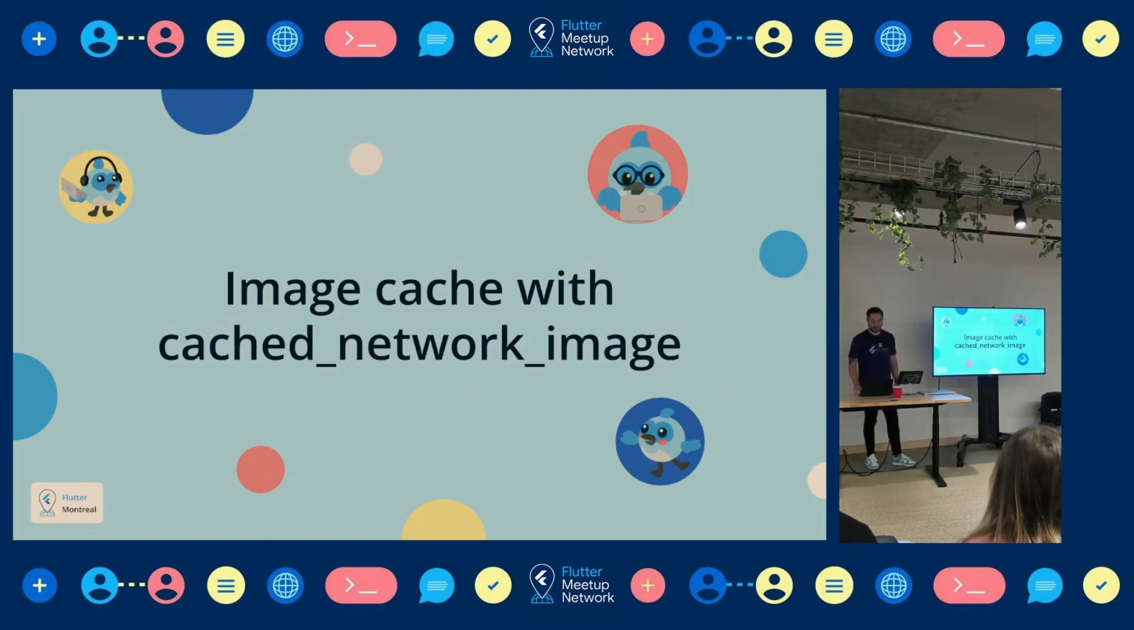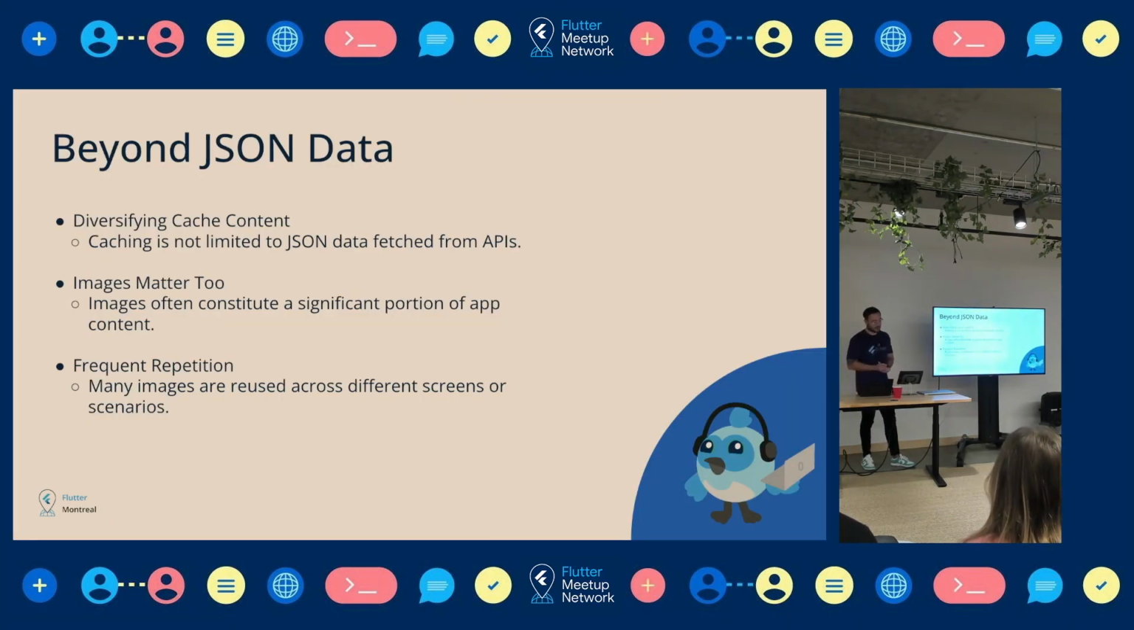Next, we'll speak about the image cache with cached_network_image. Because beyond JSON data, there is not only JSON data we want to store in the cache, there are also images. It's really important because images take lots of memory to load with the request, etc. So it's a significant portion of app content. And in some scenarios, many images are used across different screens of the app. So it's really important to care about the cache also for the images.